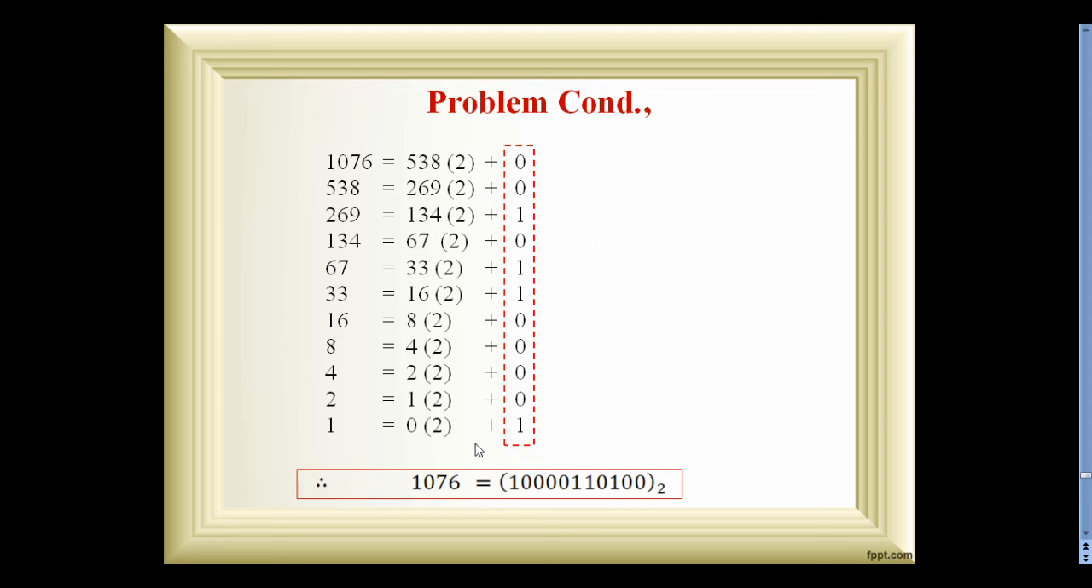Now how to write the answer? 1076 we are converting into binary. So for binary we have divided by 2. So write the remainder values together. We have to write from the last end to the left side: 1, 0, 0, 0, 0, then 1, 1, 0, 1, 0, 0 base 2. So this is the way of writing under base B.